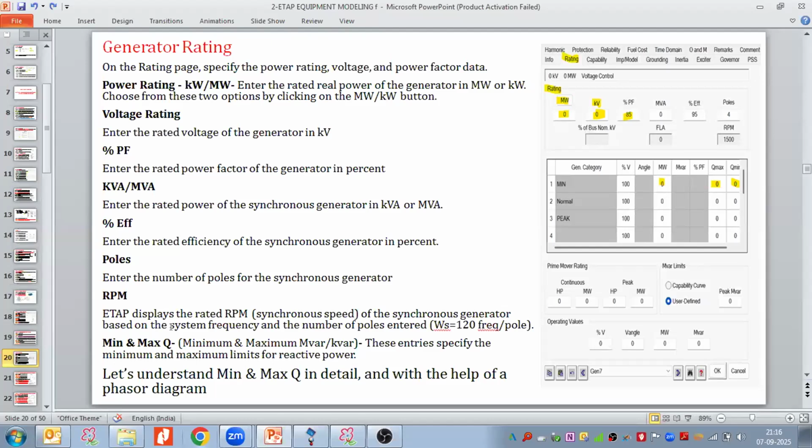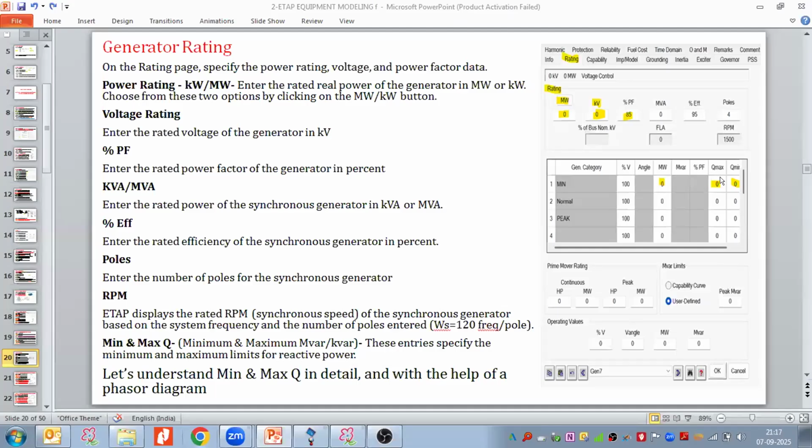Sorry, sir, can you please repeat the RPM calculation again? 120 divided by P, 120 into frequency divided by poles. Okay, sir. It is the same formula that we studied in college time. Yes, sir. Agreed, I understand it, sir. Thank you. So this RPM is 1500 RPM.